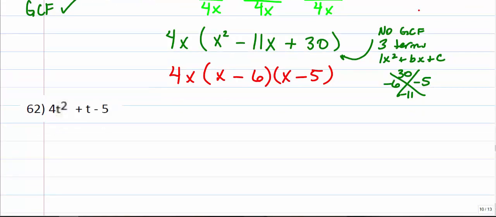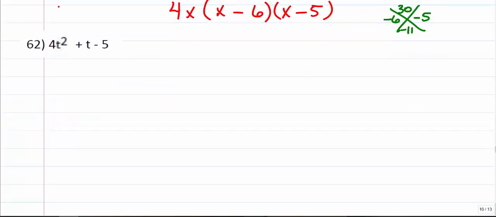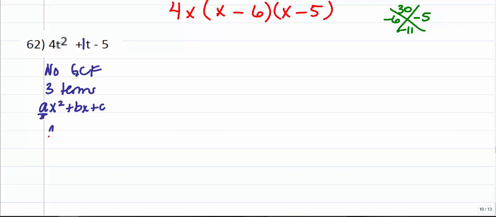All right, 62. So I look at that one and I think, okay, so there's no GCF, right? 4, 1, and 5 have nothing in common. So sometimes it's good to put that 1 there. So there's no GCF, there's 3 terms, and there is a number in front of that x squared, right? So that tells me to do Claudia's.